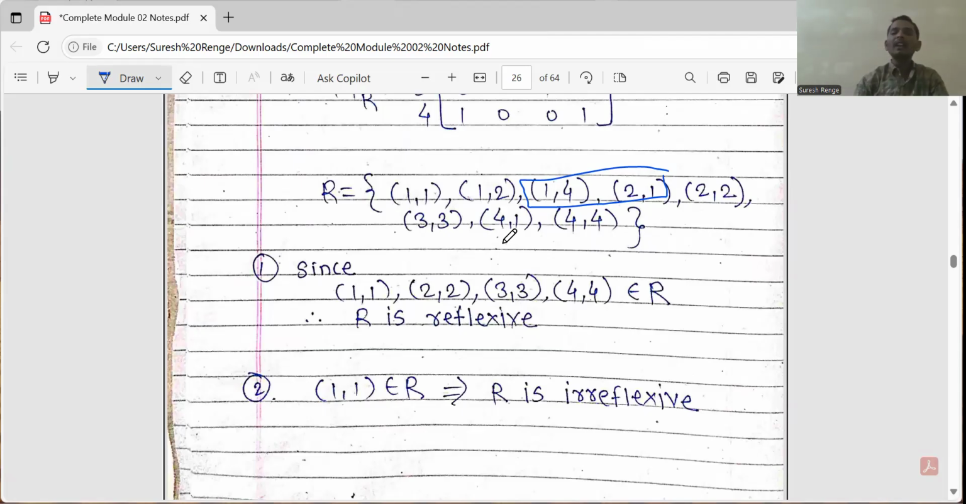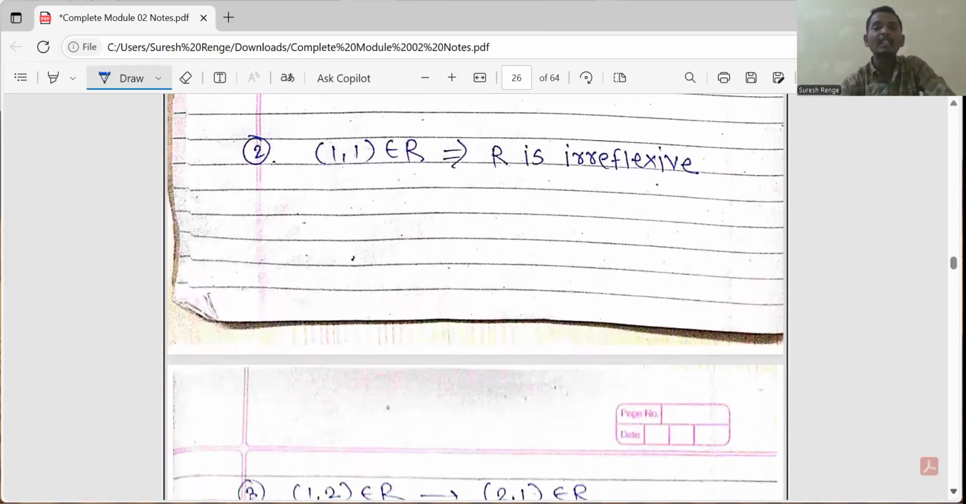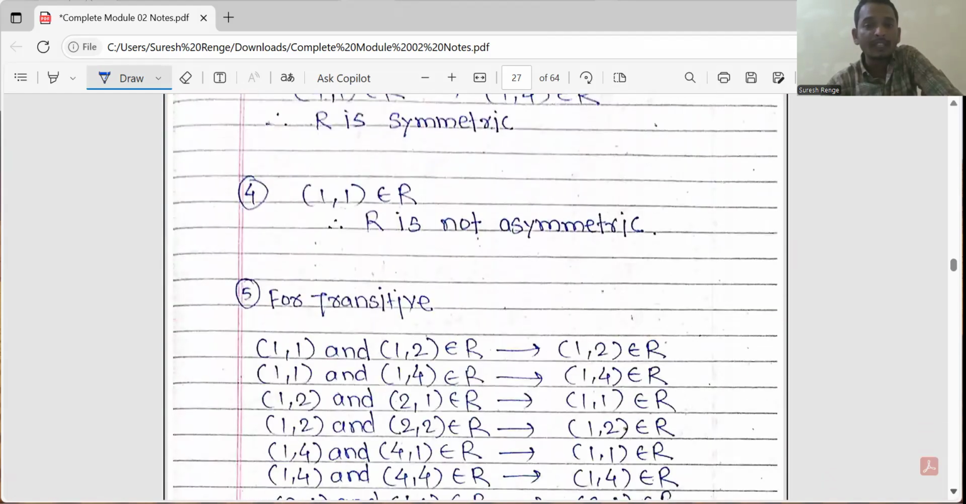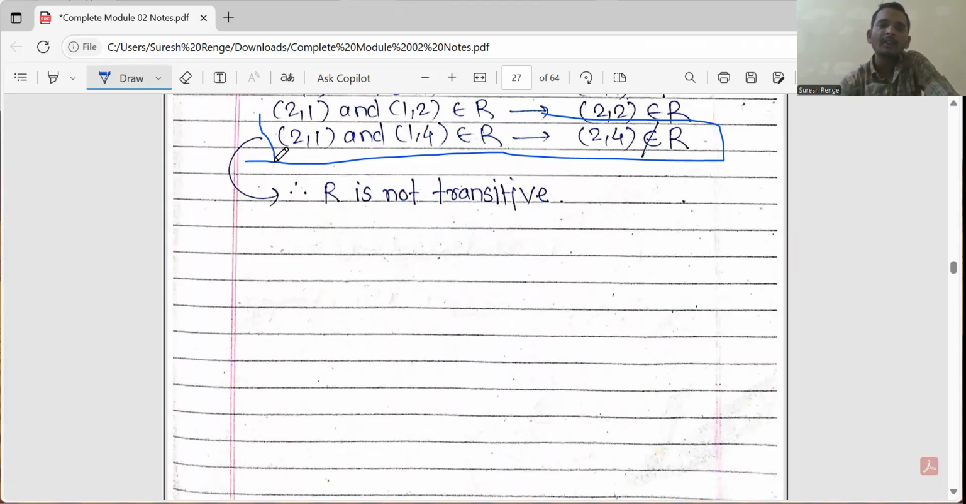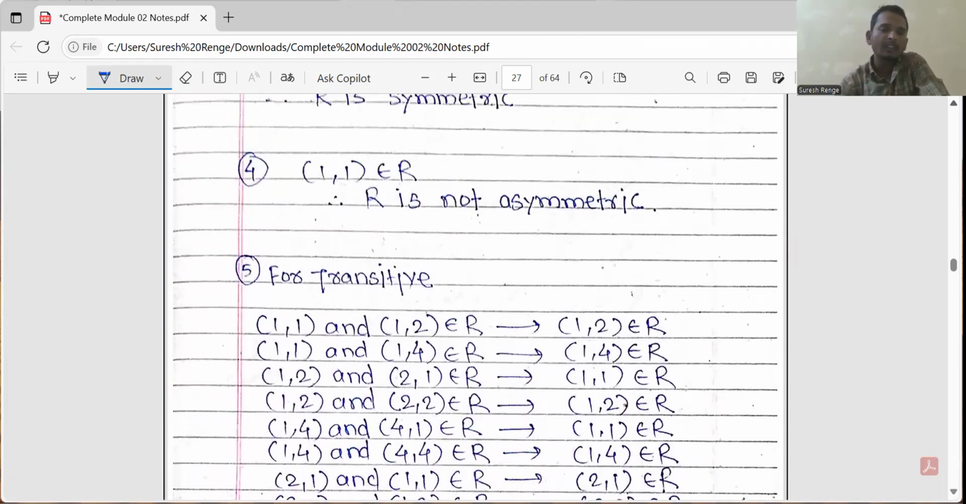Okay. Then we conclude that there exists one pair in the relation that does not satisfy the transitivity property. Therefore, we can directly say that R is not transitive. We can directly comment that R is not a transitive relation.